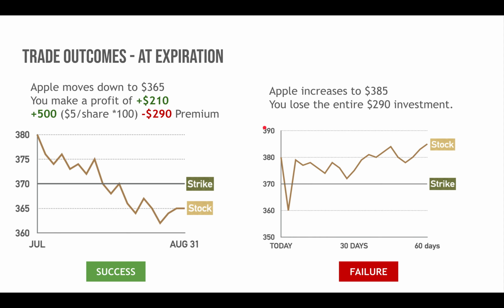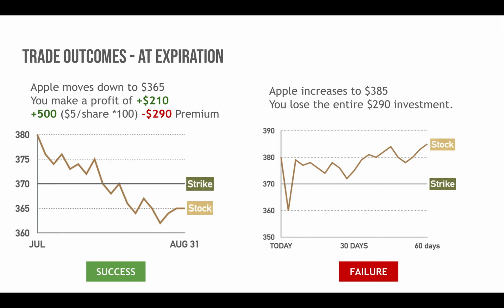Now, let's say that Apple moves up to 385. The stock price is now above the strike price and we lose our whole investment. The option is worthless because it doesn't make sense to sell the stock at 370 and then buy it back at 385. Nobody wants to do that. So the put option is worthless.